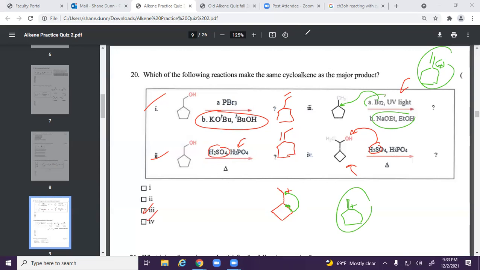Because this right here is acting just like NBS, in which you put the bromine on the most stable carbon, which is tertiary, and then it leaves. And then a bulky base occurs and puts the double bond there. Does that make sense? Yes or no?